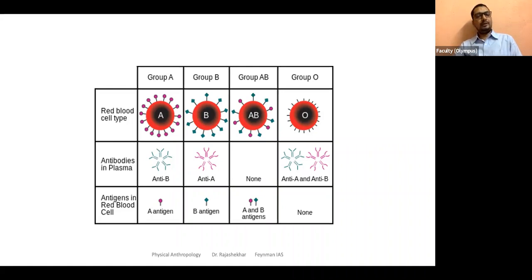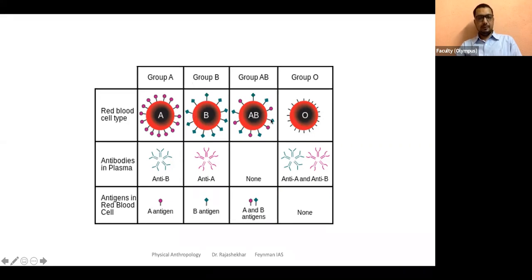Similarly, B blood group person will have what antigens? B antigens. So instead of showing this color or a mark, write B here. Put a spike in the circle of that, you put B. Name the spikes here as B antigens, and here name the spikes as A antigens. So A antigen on RBC results in A blood group, B antigen on RBC results in B blood group.